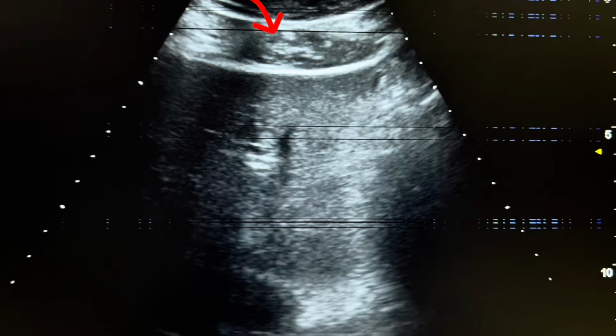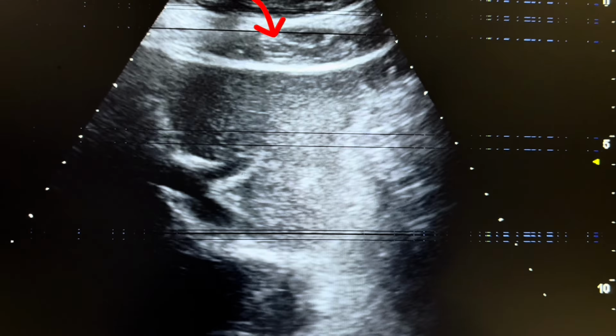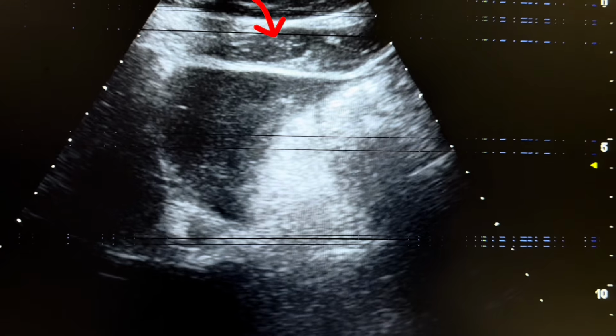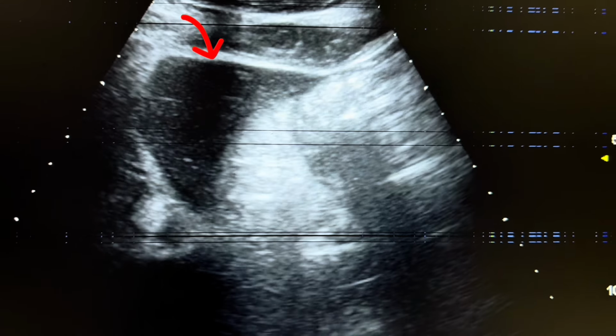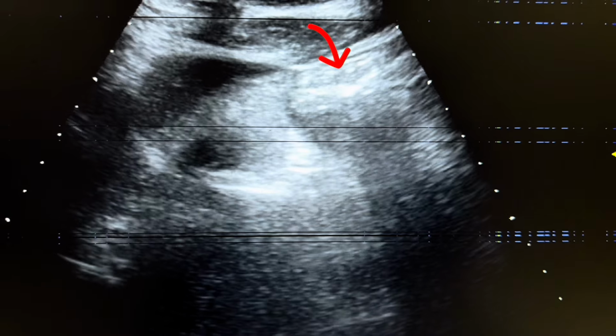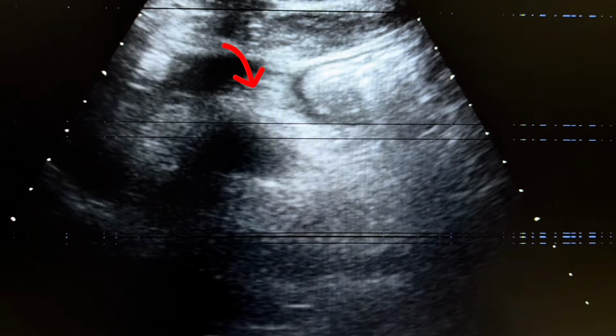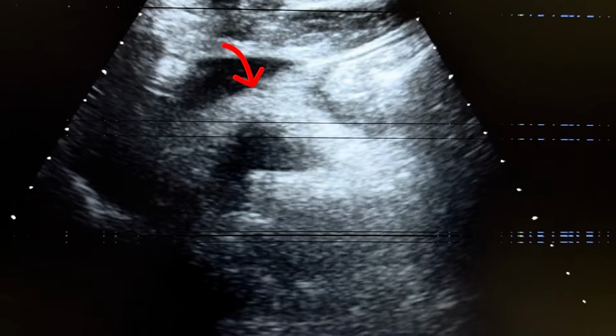Now we're scanning the abdomen by using a convex probe, placing it at the epigastrium in transverse position. Here we see the left lobe of the liver, and this is the duodenum, which contains air and food particles. Now tilting the probe downside.